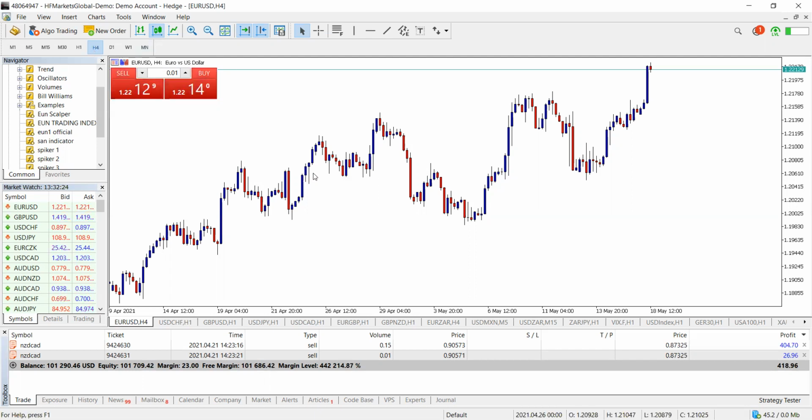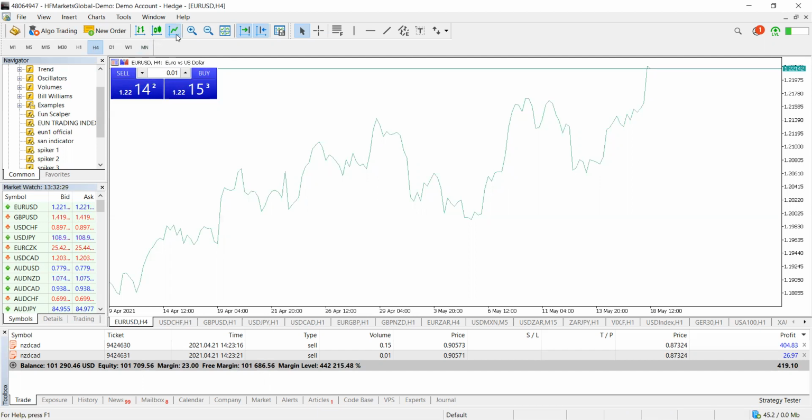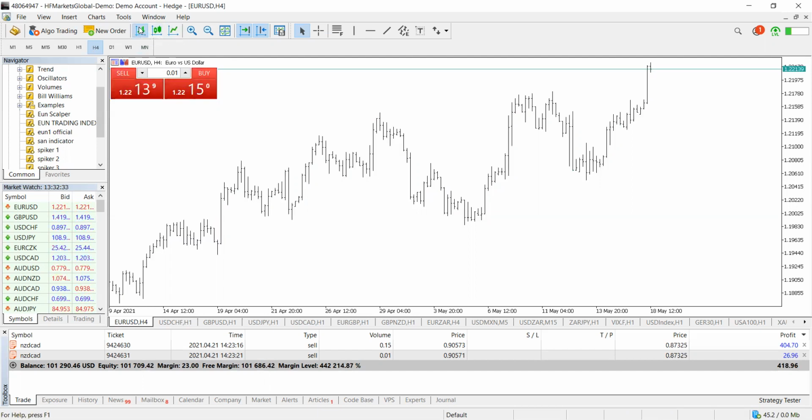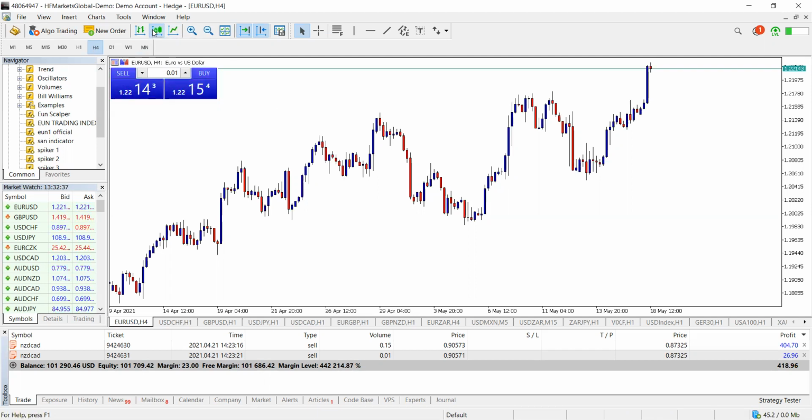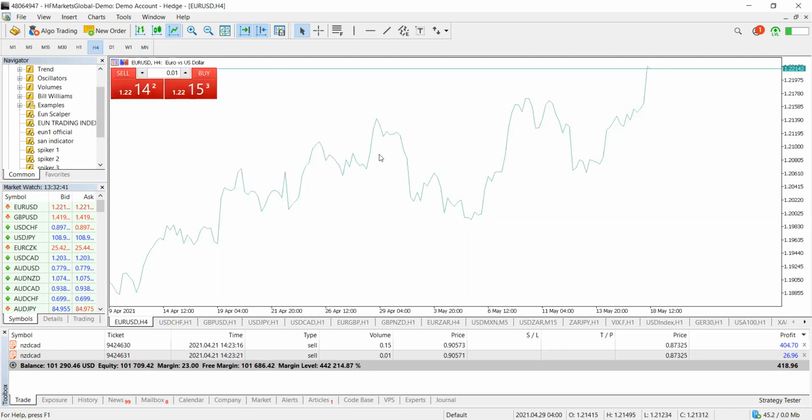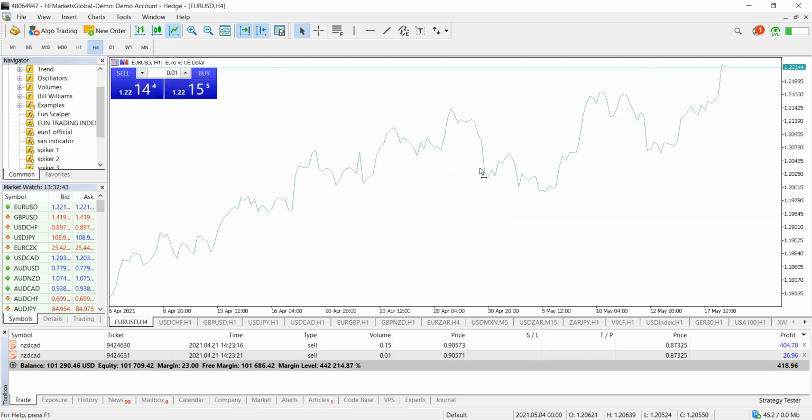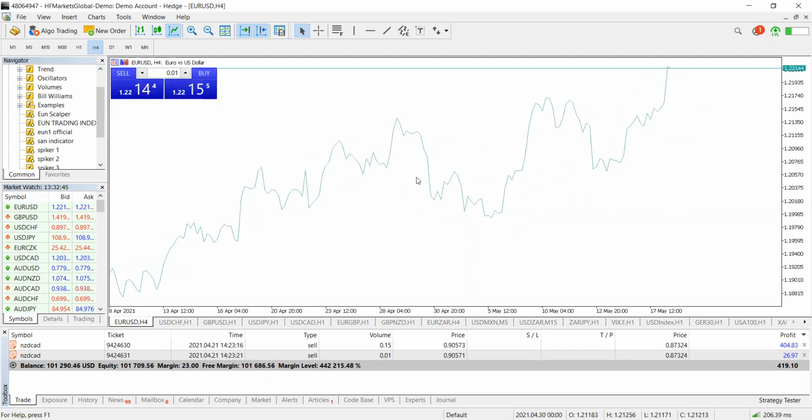So let me come here first. You see these lines? Do you see a change now? This one is called a line chart. This is the chart. This is where you see what is happening on the market and you make a decision either to buy or to sell.